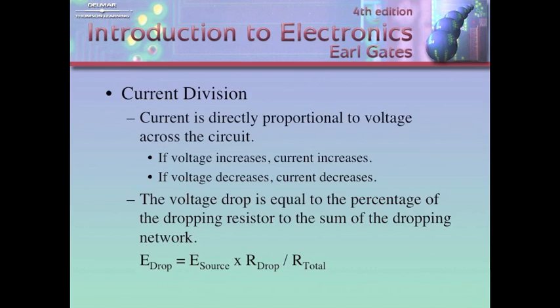Current division is directly proportional to voltage across the circuit. If the voltage increases, the current is going to increase. If the voltage decreases, current's going to decrease. The voltage drop is equal to the percentage of the dropping resistor to the sum of the dropping network, meaning voltage drop is equal to voltage source times the ratio of resistance of the drop as it compares to the resistance total. See what we're doing here is this is a ratio, our drop over our total times the amount of voltage source gives us our voltage drop.